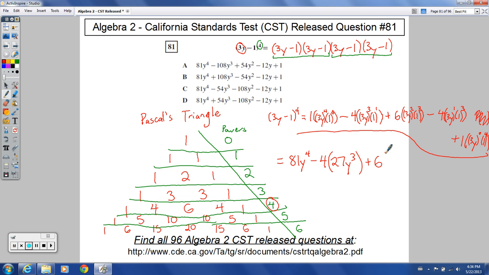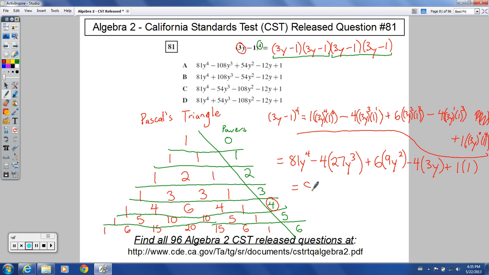Here, plus 6 times 3y squared would be 9y squared. Or I should say more properly 3y squared, the whole thing squared. And 1 squared is still going to be 1. That's not going to change that at all. So we'll have this minus 4 times 3y to the 1st is just going to be 3y. And then you'll have that plus 1 times in here 3y to the 0. Again, anything to the 0 power will be 1. You'll have 1 times 1, which will just be a 1.